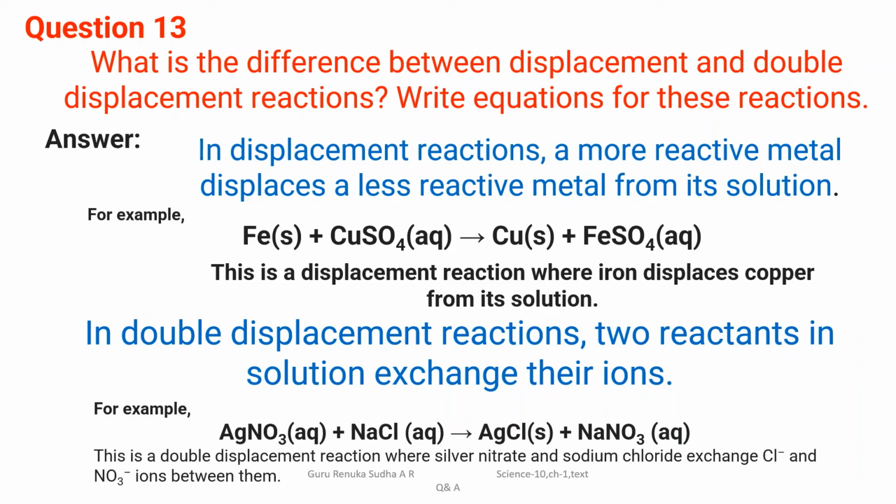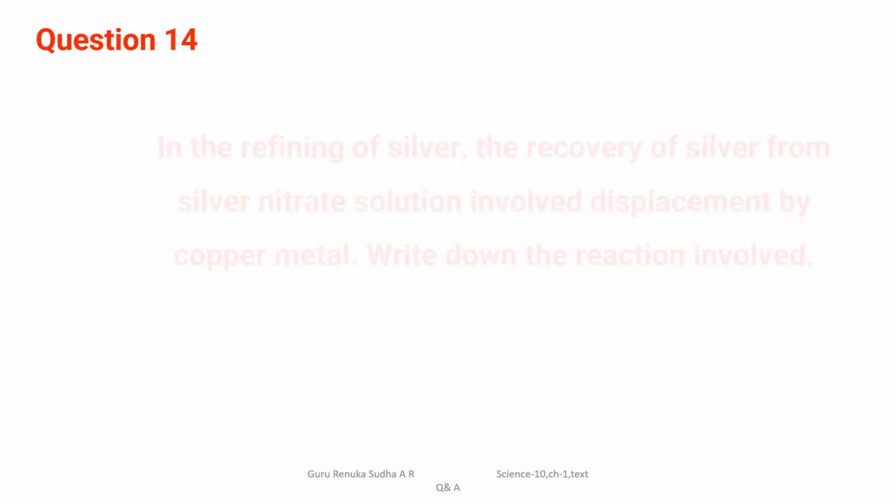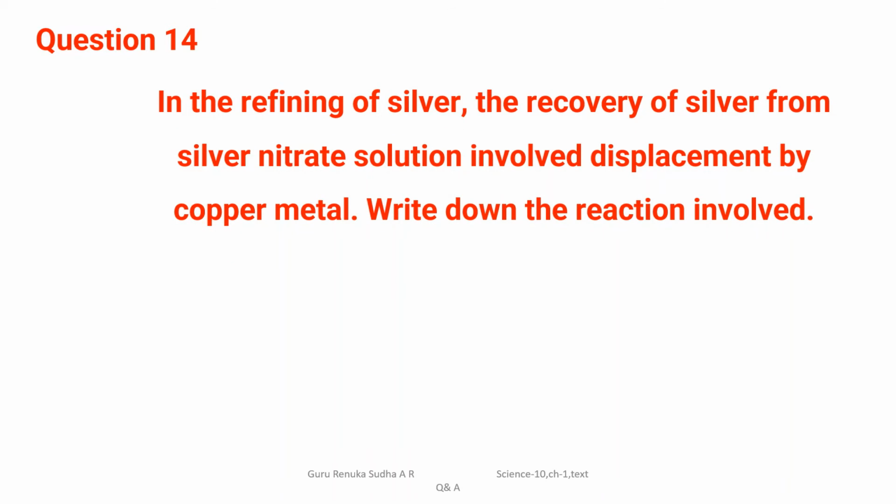What is the 14th question? In the refining of silver, the recovery of silver from the silver nitrate solution involved displacement by copper metal. Write down the reaction involved in it. So you just have to write the equation only, nothing else. See, silver nitrate, first you must know the formula used to represent silver nitrate, AgNO3.